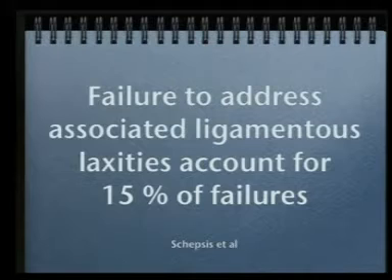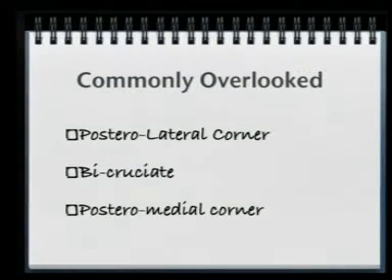One of the major reasons we have seen for ACL failure is, of course, overlooking associated laxities with an ACL tear, and the commonly associated lesions are the posterolateral corner and the PCL. We have seen that in our patient population, where ACL insufficiencies are commonly because of road traffic accidents, it is not unusual to have a bicruciate injury where the surgeon is so focused on the ACL that he addresses the ACL but overlooks the PCL.